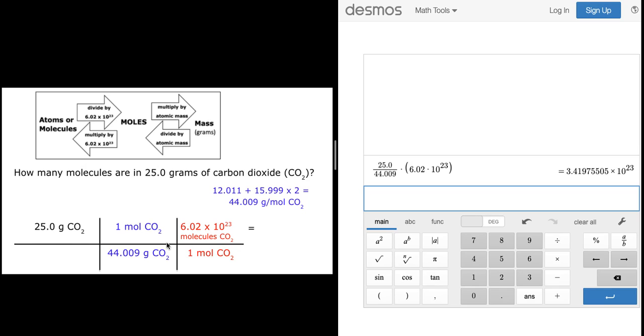Since my question over here had 25.0, that's 3 significant figures. My answer, I'm going to round it to 3 significant figures. Don't forget the times 10 to the 23rd. Both of these parts of the answer are just as important. So if you just say 3.42, that is wrong. You need 3.42 times 10 to the 23rd, and my unit is molecules of carbon dioxide.